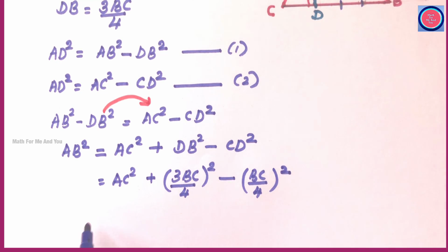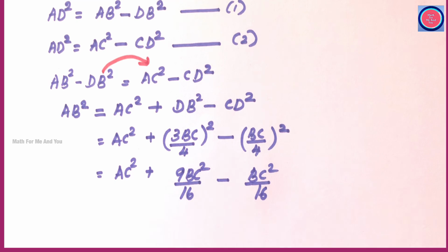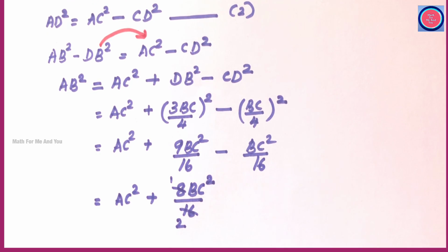We can simplify the fractions. AC square, written the same as it is, plus here we get 9BC square over 16 minus BC square over 16. The fractions again we could simplify, both with the same denominator 16. AC square, same as it is, plus 9BC square minus BC square becomes 8BC square over 16. 8 and 16 cancel by 8: 1 times 8 and 2 times 8 is 16. Then we get AC square plus BC square over 2.